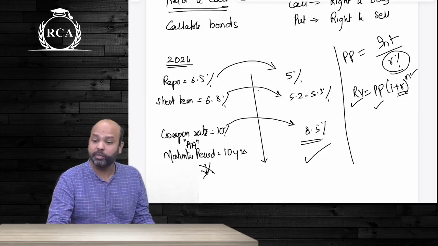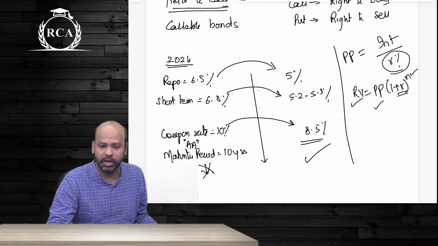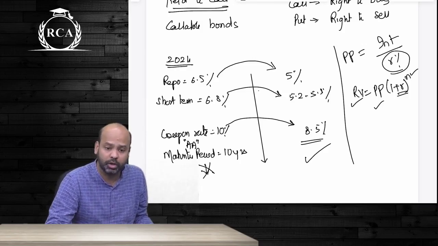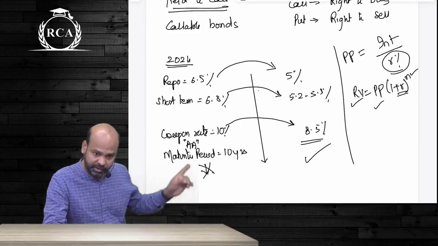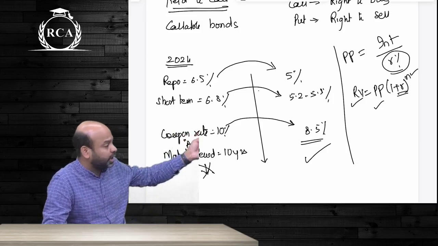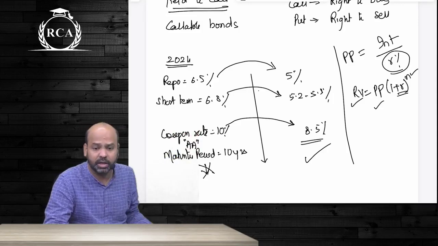YTM shortcut formula can be used only for a coupon paying bond. Let us not forget that. For a zero coupon bond or a perpetual bond, you will always have to use the present value technique only, but that present value technique itself will give you the answer barely in a couple of seconds.